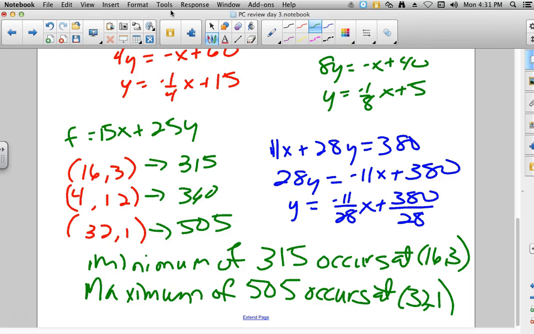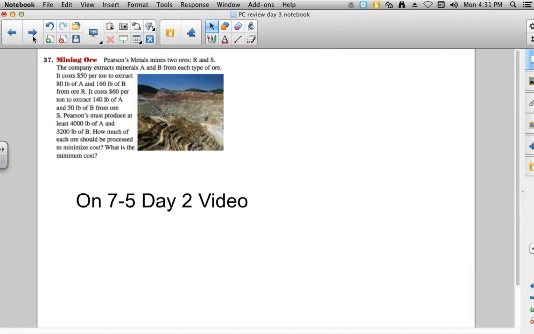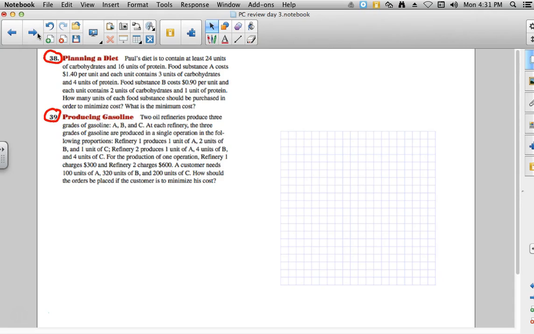This one was just basic. Here's your constraints. Here's your objective function. So Blinky got a workout there, but Blinky's going to get even more of a workout with some of the other ones you asked me about. And number 37 here, this one is already done. Go watch the 7-5 day 2 video and you'll get that one.